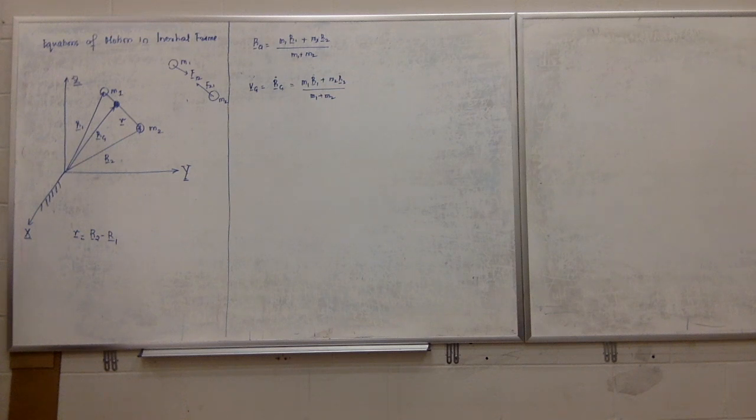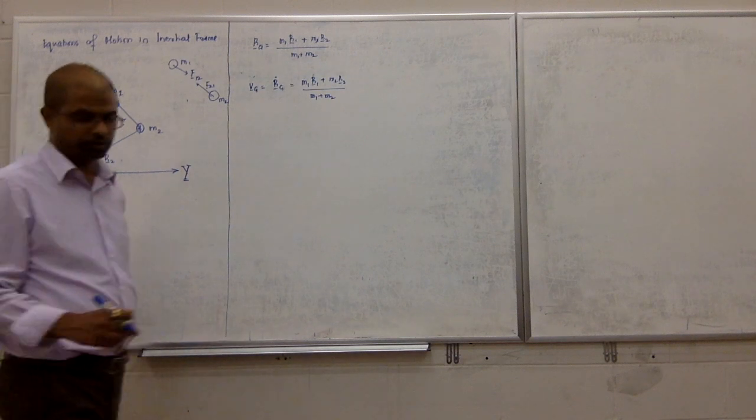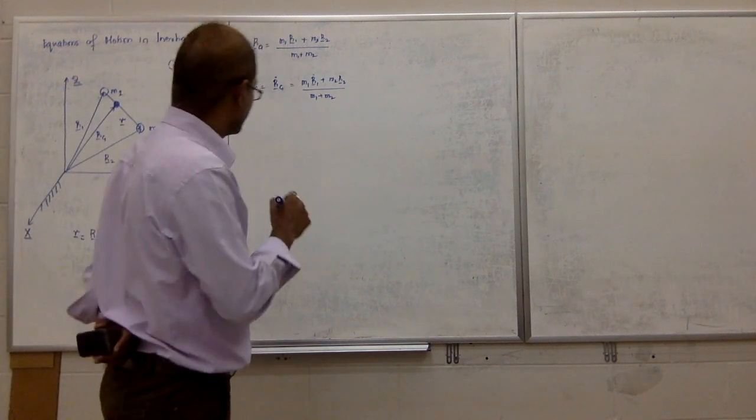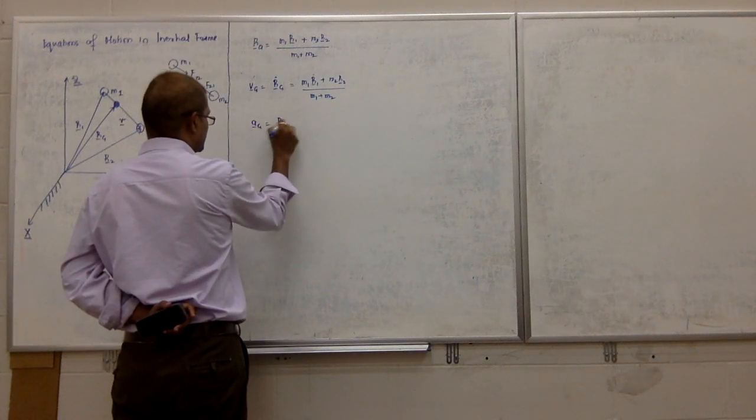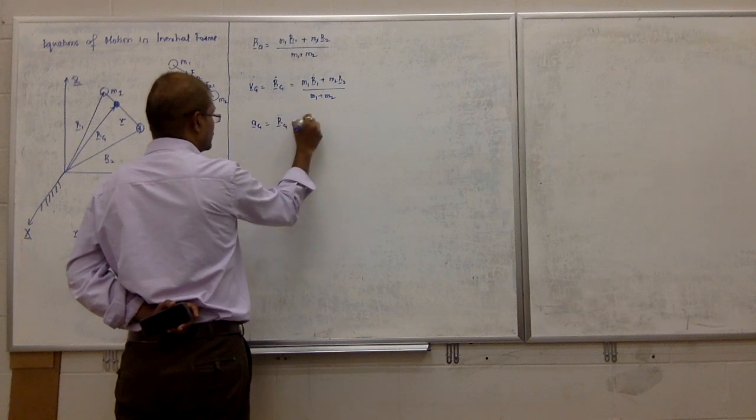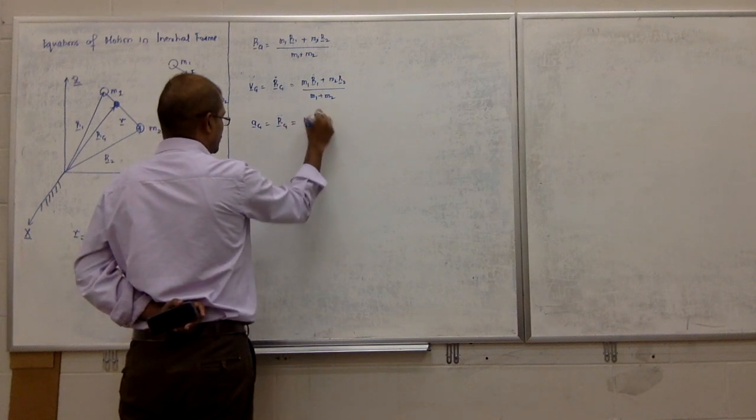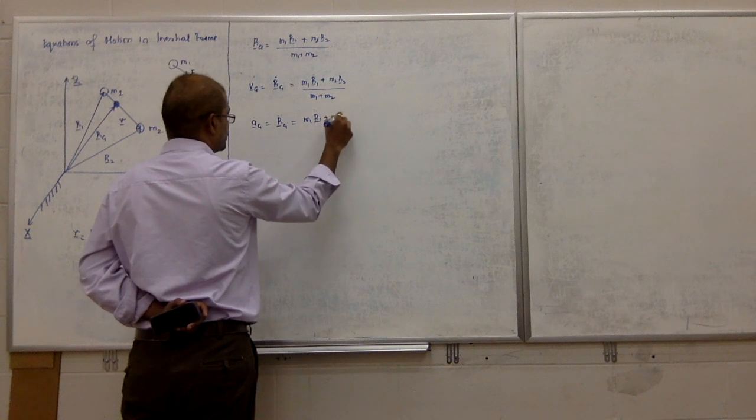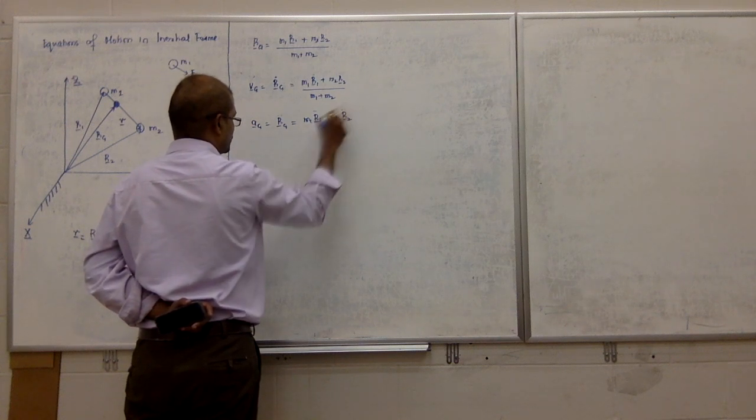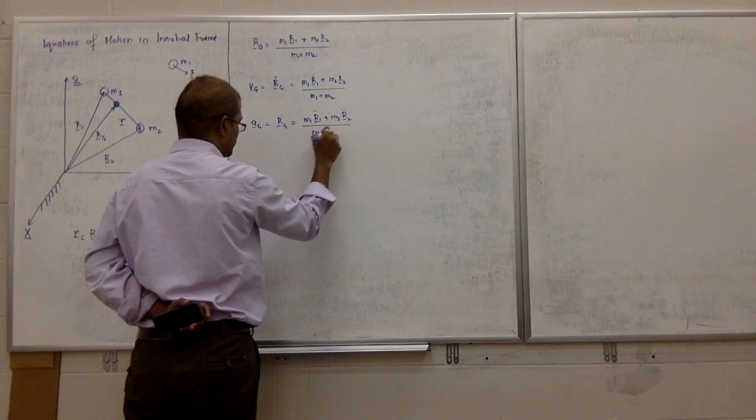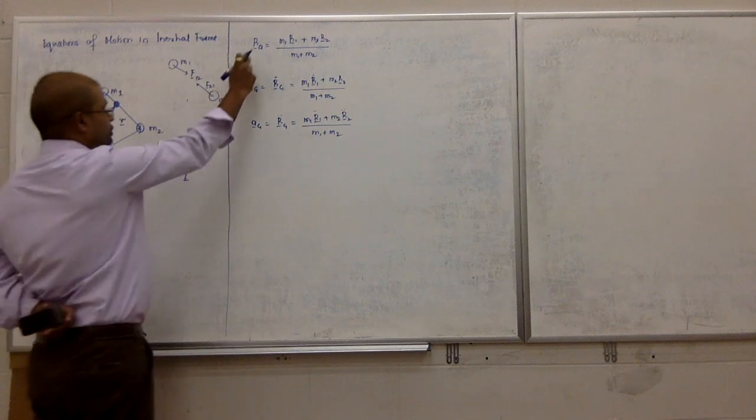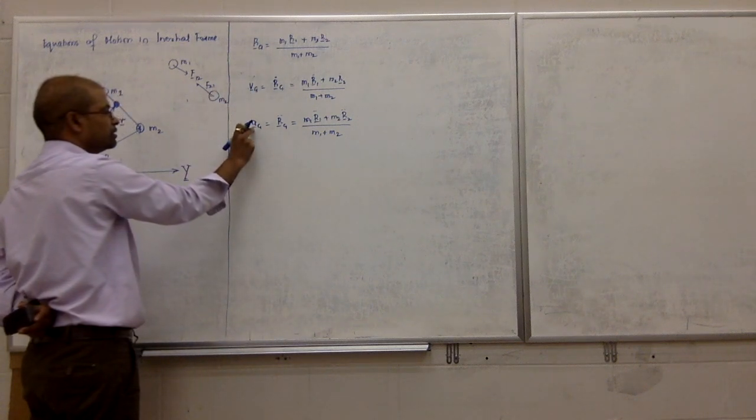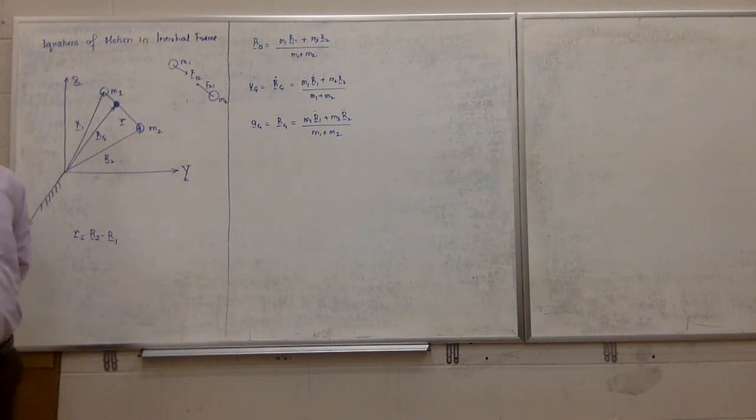But you cannot do this with a rocket, a launch vehicle, okay? Mass changes here. So I have Ag is equal to Rg double dot is equal to M1 R1 double dot plus M2 R2 double dot. This is essentially the position, velocity, and acceleration of the center of mass.